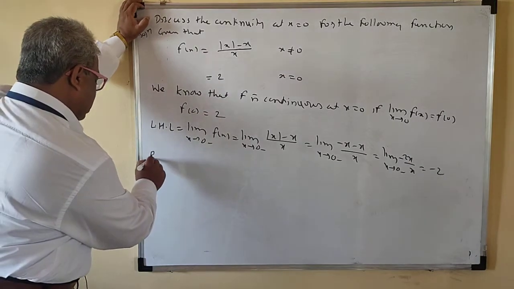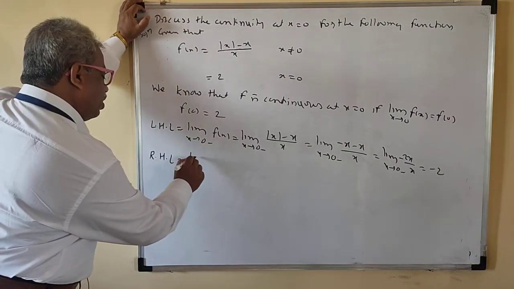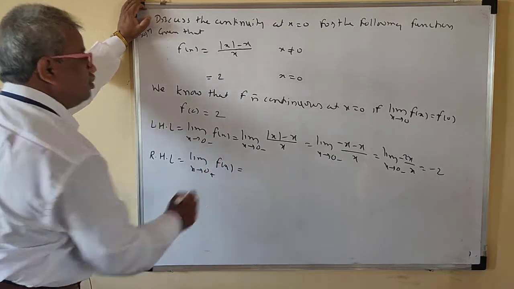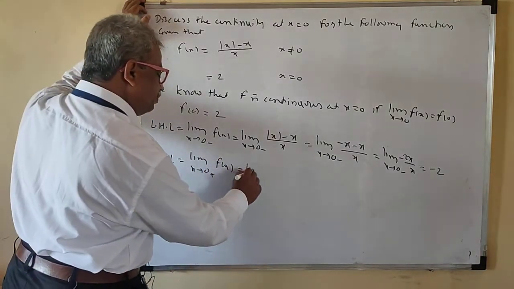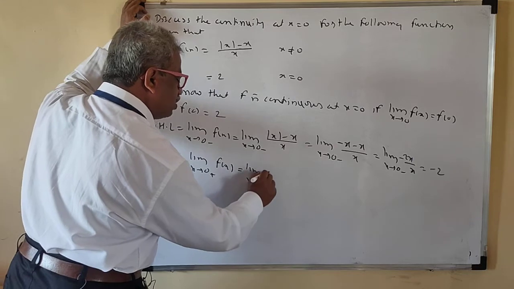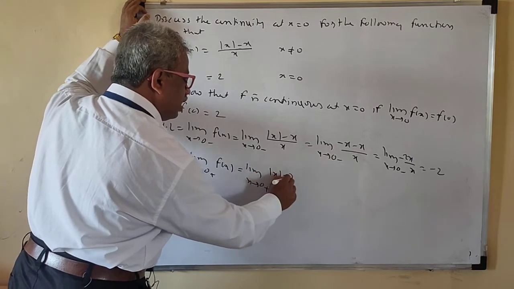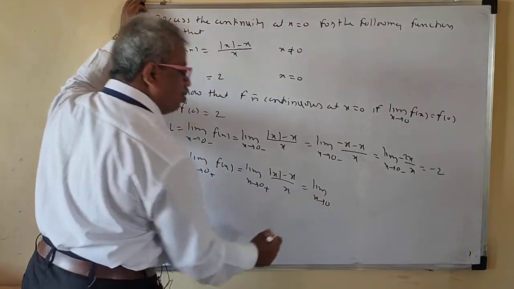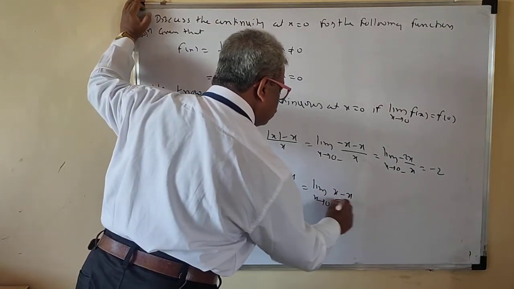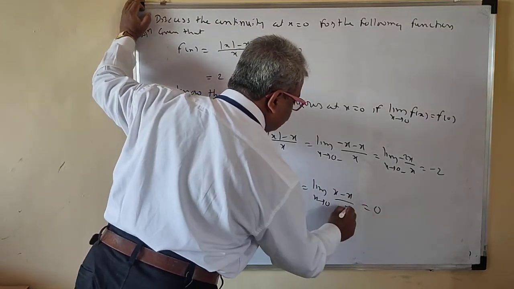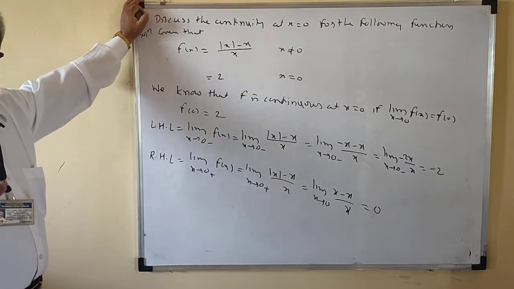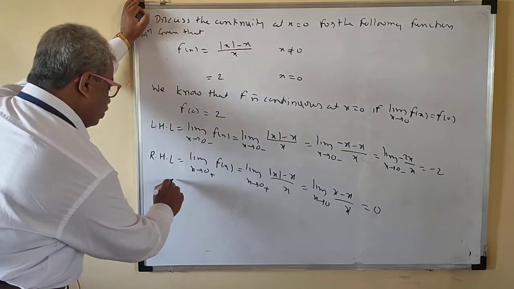Okay, so we'll find the right hand limit now. Limit x tends to 0 plus of f of x, so limit x tends to 0 plus of (mod x minus x) upon x. Mod x is x now, so the numerator is 0, but the denominator is not equal to 0. So the limit is 0.